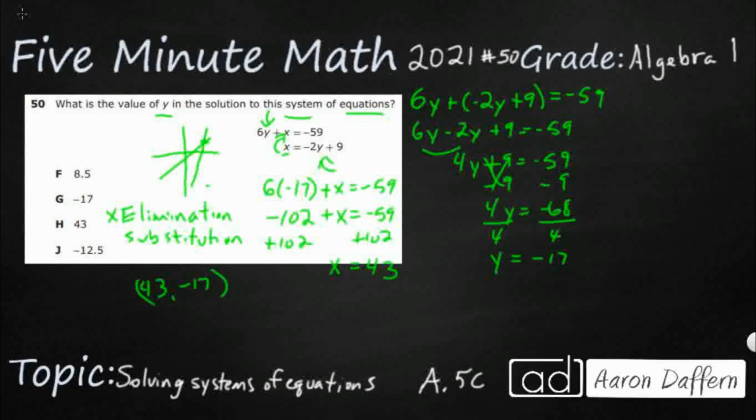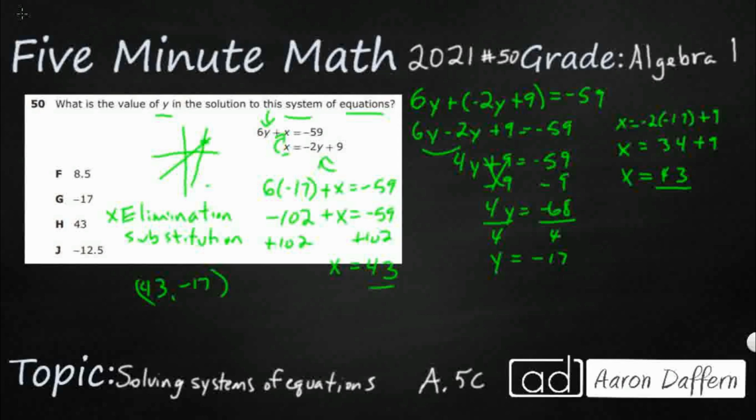Let's plug in y equals negative 17 over to the second one. So x equals negative 2 times negative 17 plus 9. That's two negatives, so that's going to be 34 plus 9. And so x equals, take a look at that, 43 in both instances.